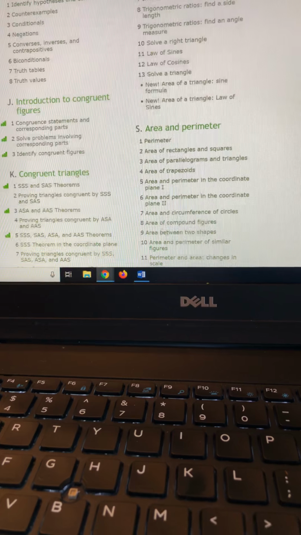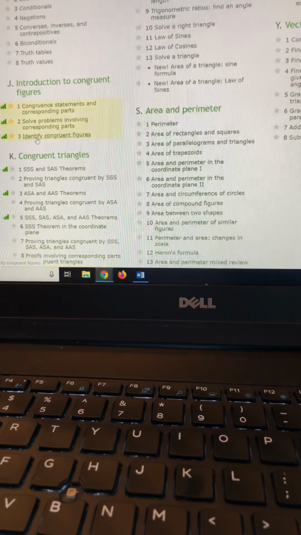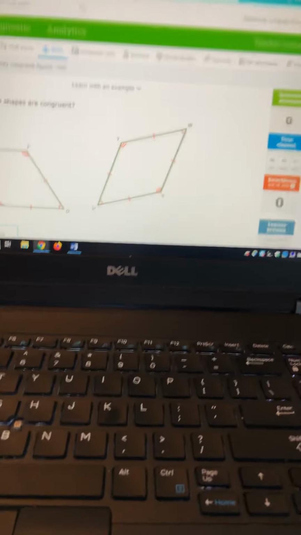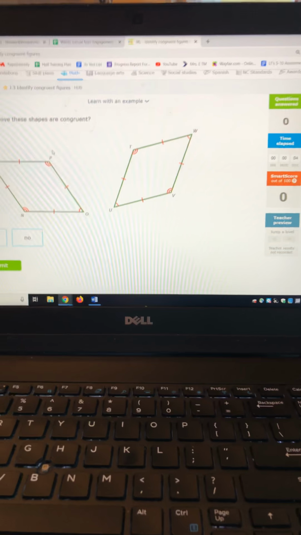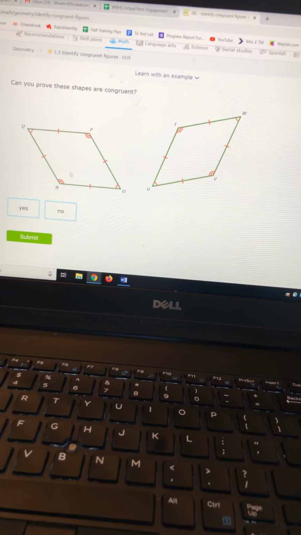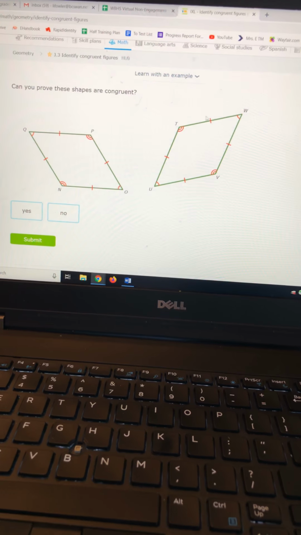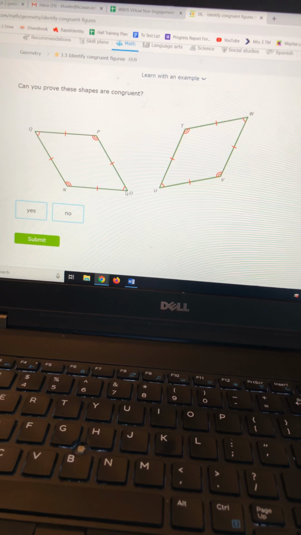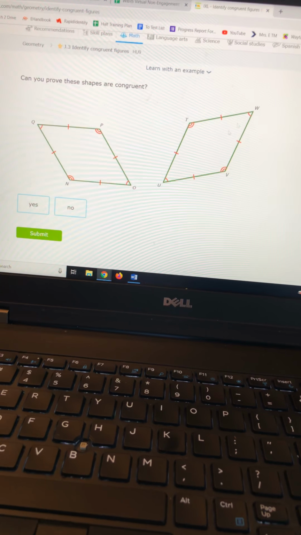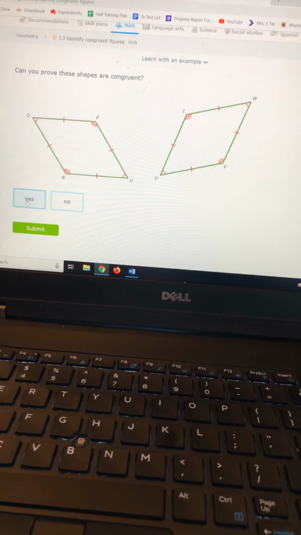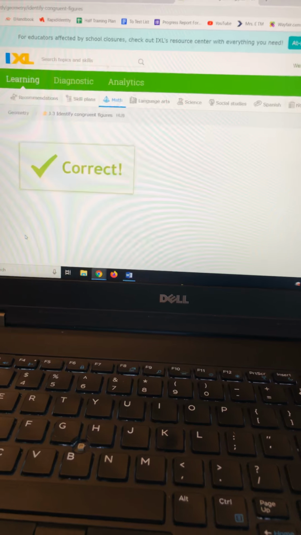And then the third one, identify congruent figures. And this is probably the easiest one, I think. Can you prove these shapes are congruent? So if all the sides correspond and all the angles. So this one has 4 ticks in the side. This one also has 4 ticks in the side. This one's got 2 angles across from each other that have 1 tick, 2 across that have 1 tick. And then we've got 2 across that have 2 ticks, 2 across, yes. They have all the same markings in the same order. Okay, this one.